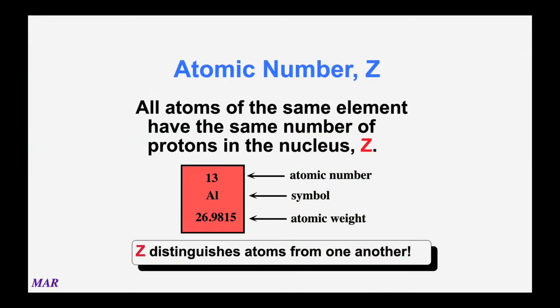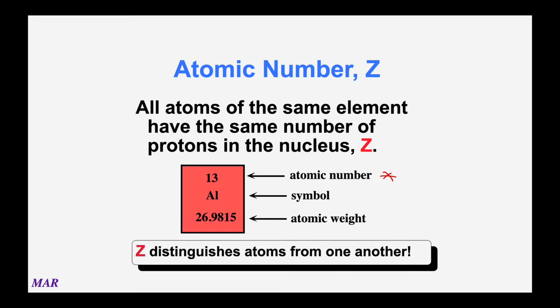Now, this leads us into a better description of what makes one atom different from another, or what makes one element different from another. All right, so let's talk about the atomic number, which is given the symbol Z. The atomic number is very important, and all periodic tables, that I've ever seen anyway, will have the atomic number on it.